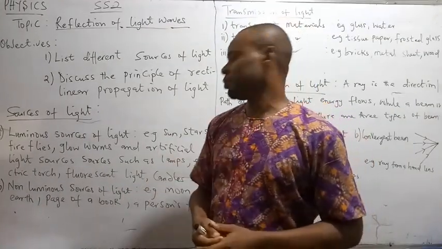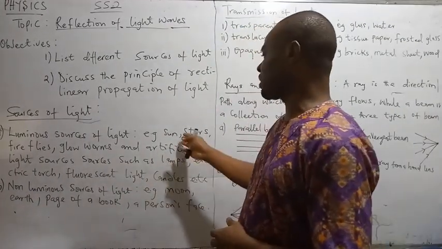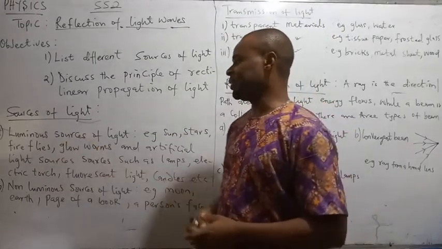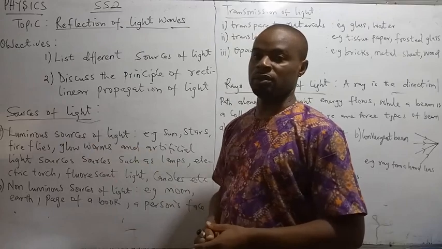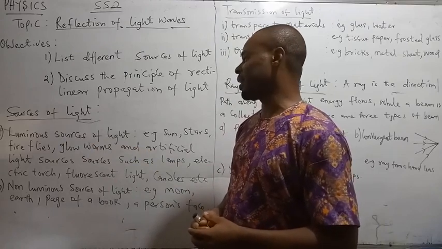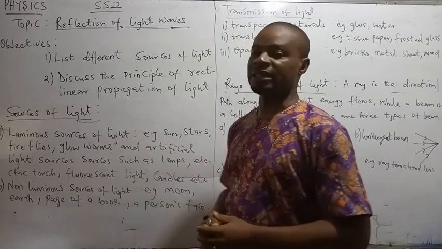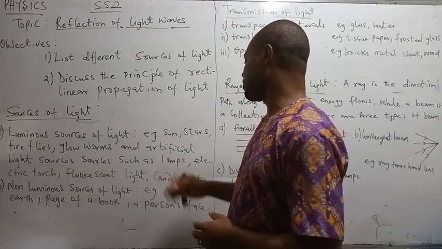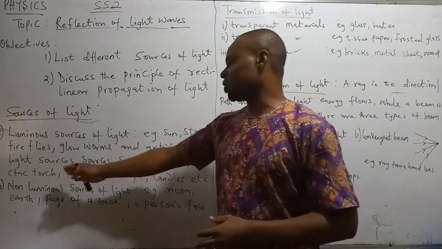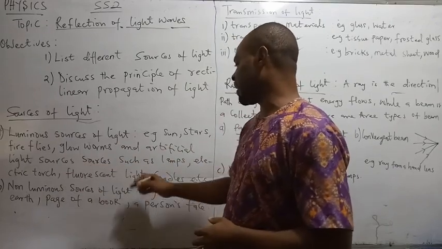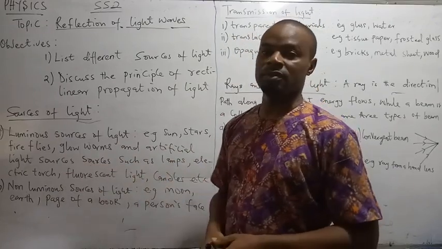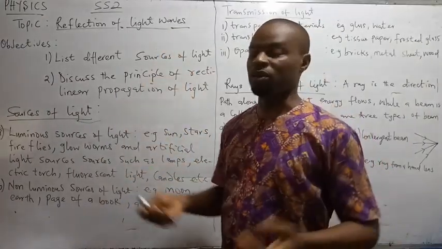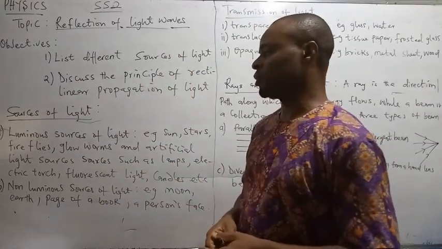Example, we have the natural ones, just like the sun, the stars, fireflies, glowworms. Those ones are natural sources of light. And we also include the artificial light sources, such as lamps, electric torch, fluorescent light, candles, and some other examples, just like the normal bulb you have in your homes.